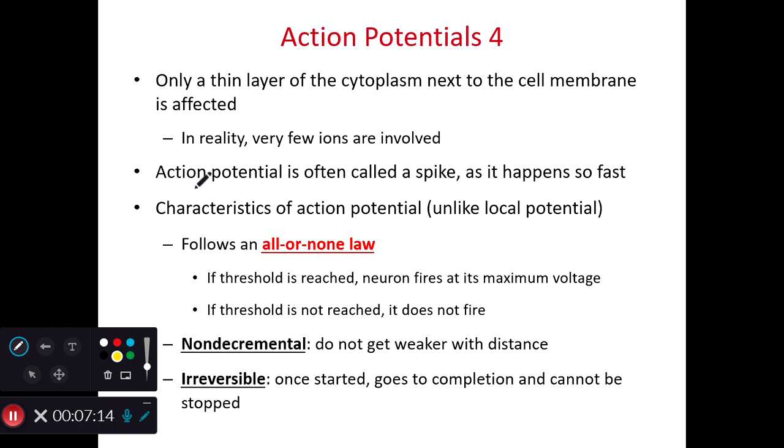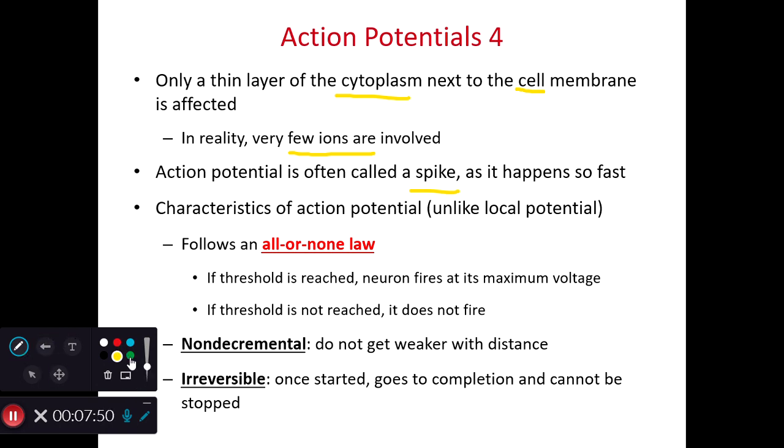So, as we're looking at this action potential, it's only a very, very small layer of the cytoplasm right next to the cell membrane, the neurolemma, that is really going to be affected. And very few ions are involved. I know the diagrams I showed make it seem like there's tons of movement of ions, but compared to the total number of ions in the cell, there's actually a very small movement of ions. And this action potential can be referred to as a spike in voltage because it happens so fast. That figure I showed you on the last slide really overemphasizes the time differences.